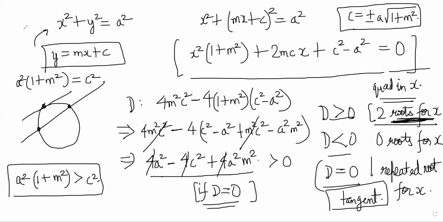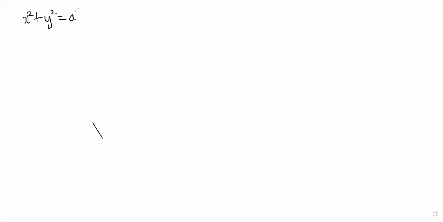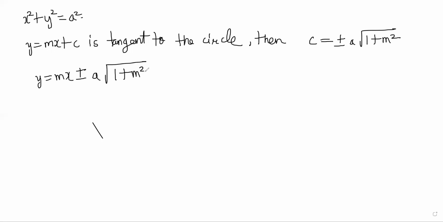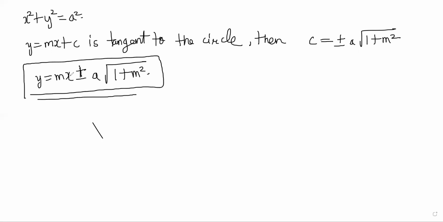So now you can say that if I have a circle x square plus y square is equal to a square, and y is equal to mx plus c is tangent to the circle, then c must be equal to plus minus a root over 1 plus m square, right? So your equation of the tangent becomes y is equal to mx plus minus a root over 1 plus m square. That is a convenient equation because now we know the equation of the line in terms of the slope of the line and the radius of the circle, right?